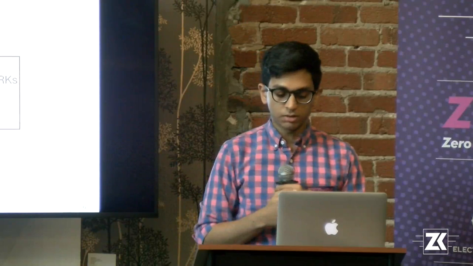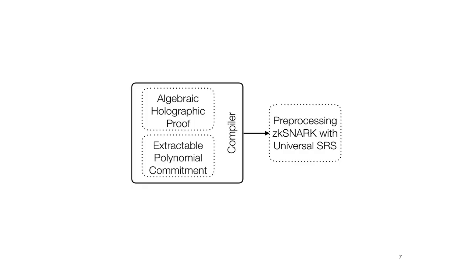Okay, all right. Any questions? All right, so let's dive in. We'll proceed step by step. We'll first look at each of the components, the holographic proof and the polynomial commitment, and then we'll see how our compiler combines these two components to get out the SNARK that we want. All right, okay. So the algebraic holographic proof is quite a mouthful. It's two very heavy words. Let's see what each of these adjectives means in this context.